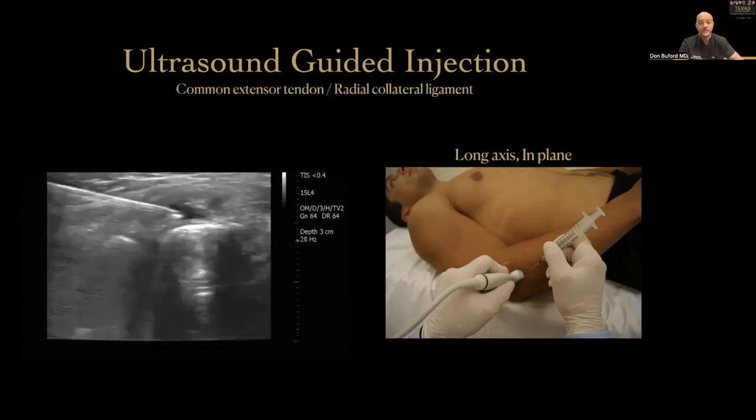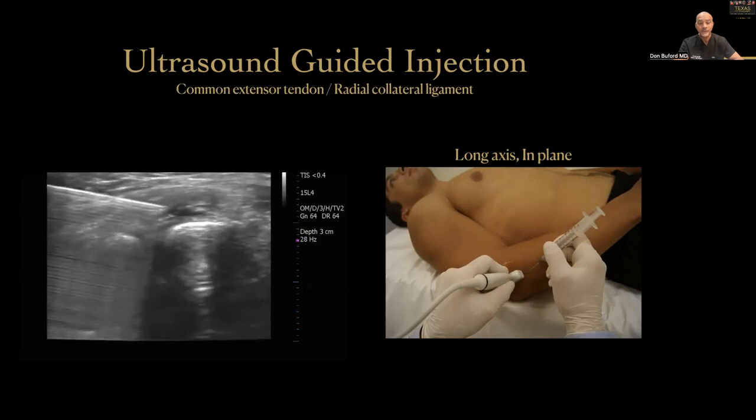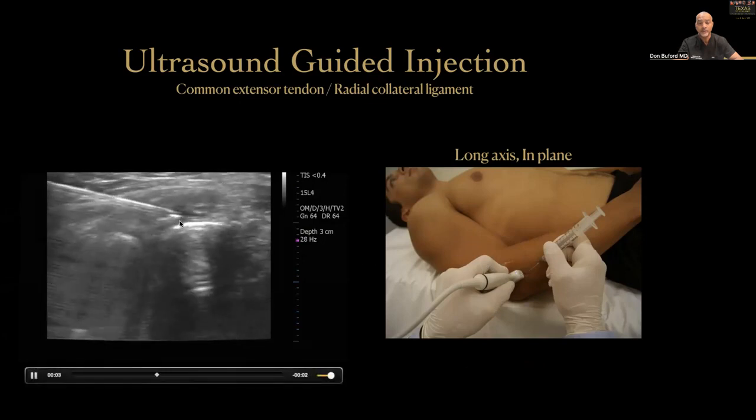A lot of times when we start to inject, we may see more damage than we anticipated. So here's an example with an in-plane injection. You can see the bright white needle. And as we inject a little bit of, in this case, a diagnostic injection with normal saline or using an orthobiologic like PRP, we can see that this origin is actually detached. And so it's a much higher grade partial tear than we anticipated.